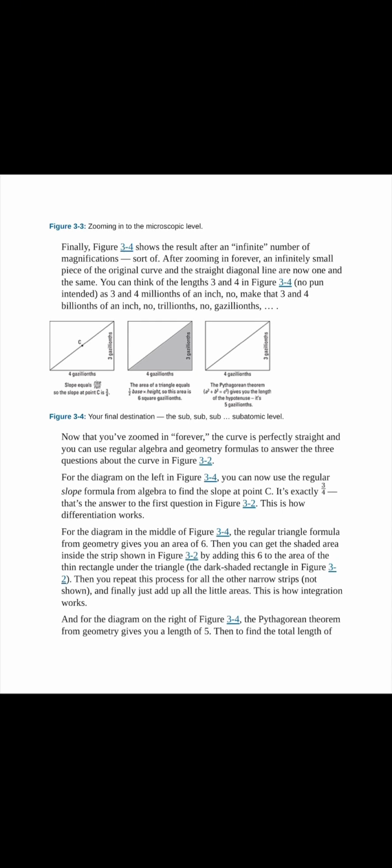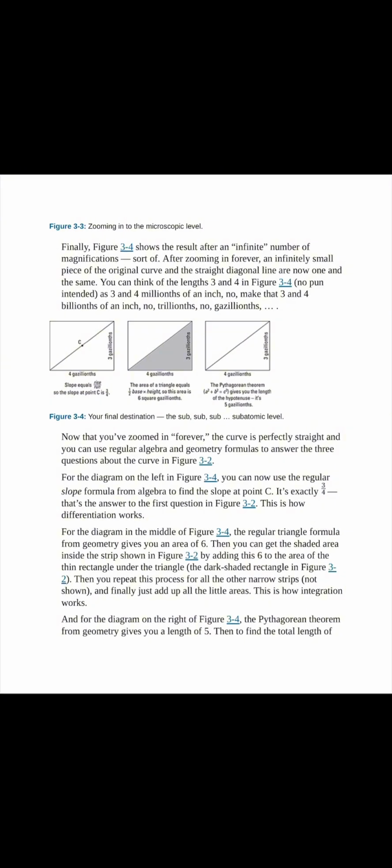Now that you've zoomed in forever, the curve is perfectly straight, and you can use regular algebra and geometry formulas to answer the 3 questions about the curve in figure 3.2. For the diagram on the left in figure 3.4, you can now use the regular slope formula from algebra to find the slope at point C. It's exactly rise over run. That's the answer to the first question in figure 3-2. This is how differentiation works.